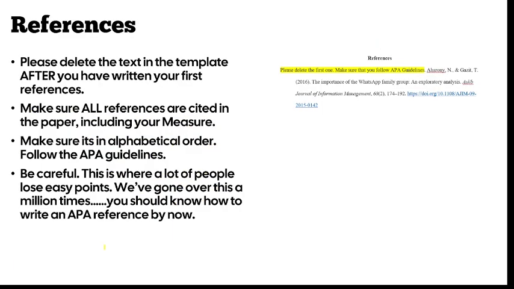Finally, you're going to have your references page. Please, in the template, delete all of this right here when you've written your first reference. So I want you to stick your cursor right here, hit enter, and start with that first reference right there. After you've written that first reference, highlight all this text right here and hit delete. Okay? The formatting should be preserved. You've got a hanging indent.